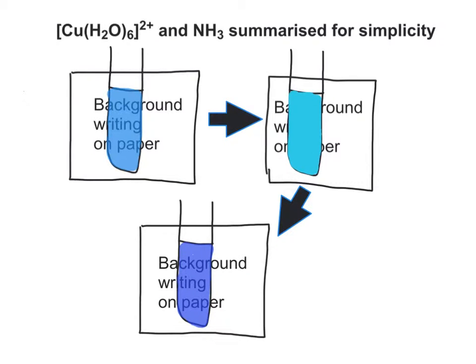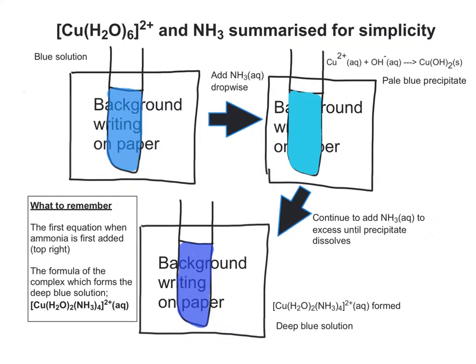So just to try and simplify a little bit what we talked about, so it doesn't come across as too complex, this is basically what happens. I've put a background writing on paper behind each test tube so you can see what the observation would look like. So to achieve the first reaction, you add ammonia dropwise. And the observations to remember are blue solution becoming a pale blue precipitate on dropwise addition of NH3, finally forming a deep blue solution on continued addition of excess NH3. And what to remember is in the box on the bottom left hand corner of the screen.